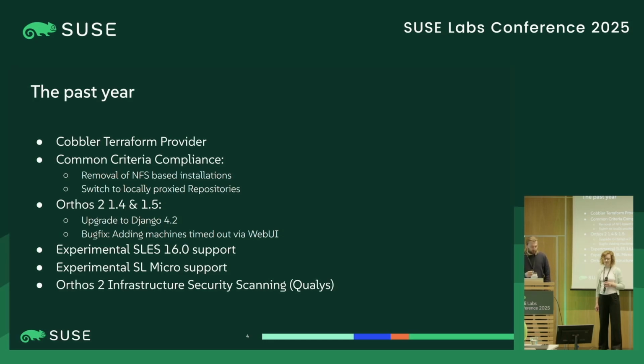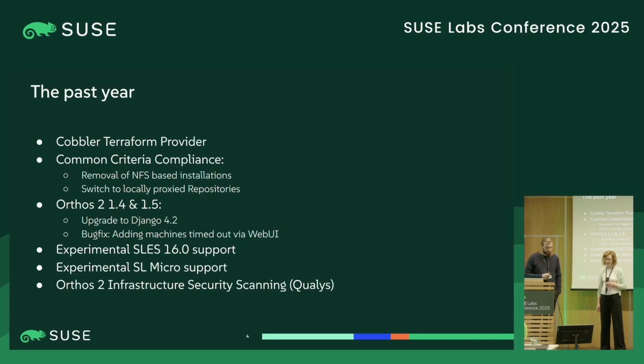Then while doing that, we noticed, well, Django 3.2 is not the most up-to-date version of Django anymore. It is out of end of support. As such, we upgraded to Django 4.2. And for the power users that actually add machines to Orthos, we fixed the very annoying bug that adding machines times out in the web UI.